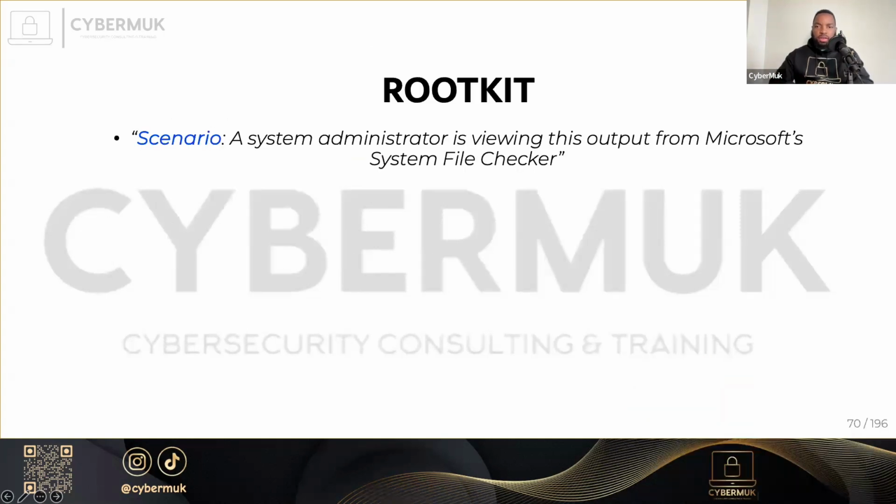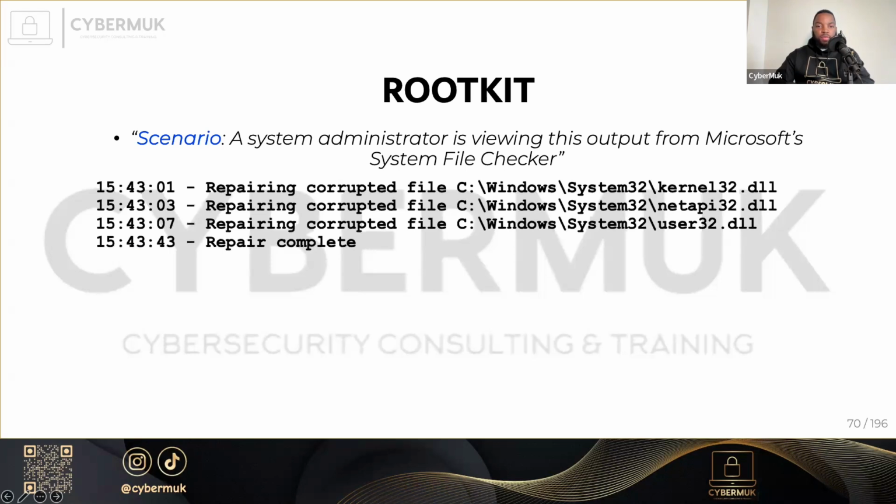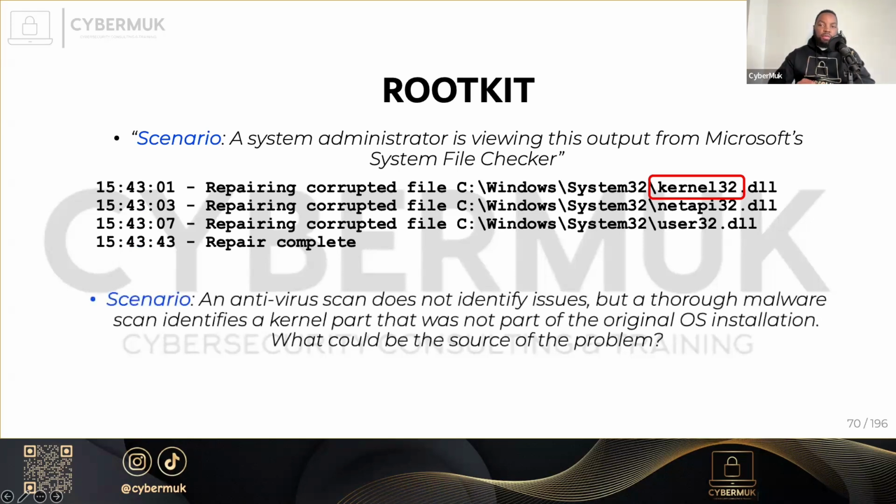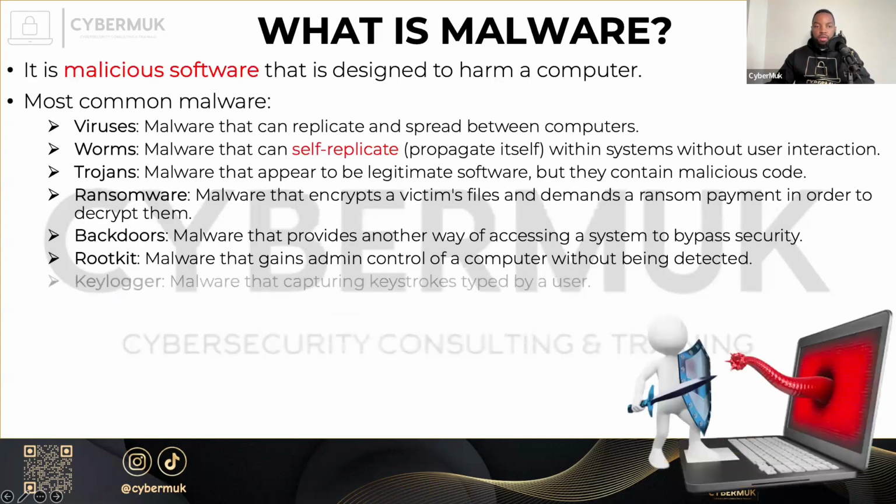So here's an example of a scenario. In some online practice questions, you will see questions like these. A system administrator is viewing this output from this Microsoft System file checker. And then you will see something like this. So when you see the kernel, so the kernel was attacked, that means there was probably a rootkit involved. And here's another problem. An antivirus does not identify issues, but a thorough malware scan identifies a kernel part that was not part of the original operating system installation. So when you see something that concerns the operating system or the kernel, there will probably be a rootkit involved.